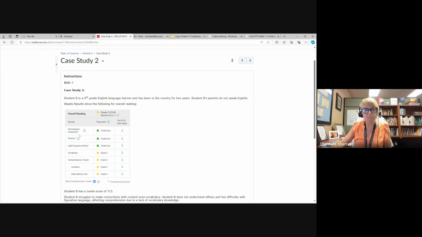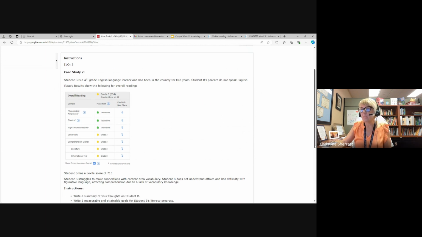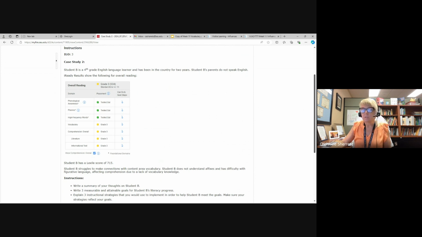So we can see this student tested out of phonological awareness, phonics, and high frequency words. But for vocabulary, again, at grade 4, not grade 3, the student is below. In comprehension, they're below. And in literature and informational text, they are below. So instead of grade 3, it needs to be grade 4. The Lexile is down below. The Lexile is 715. So we see that the student struggles with making connections, with content vocabulary, doesn't understand affixes, and has difficulty with figurative language. That is impacting the student's comprehension.